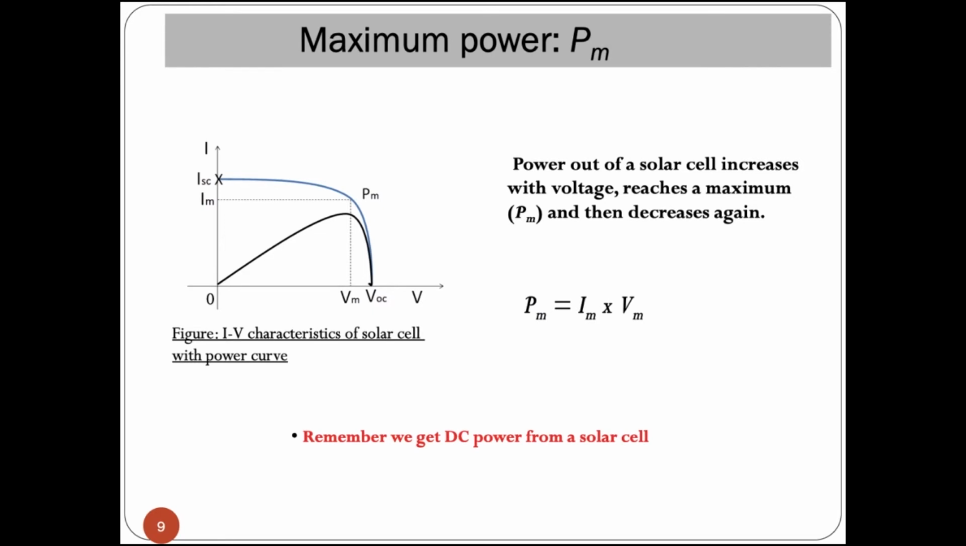In the IV curve of a solar cell, it is shown that maximum power we can get from a solar cell at the knee of the curve. Here, in this figure of the IV curve, PM is the maximum power point. Mathematically, you can write maximum power point PM is equal to maximum current IM into maximum voltage VM.